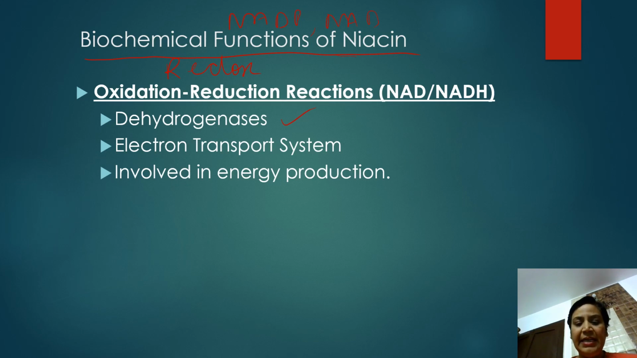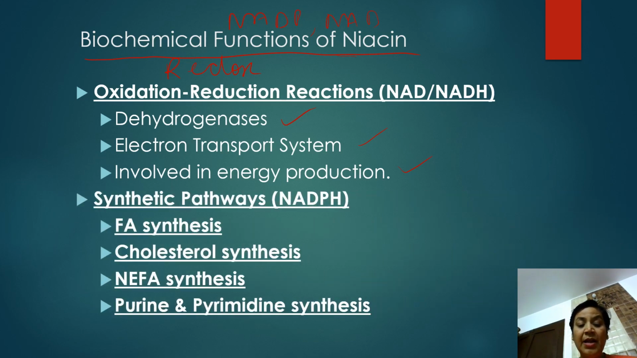Dehydrogenases in ETC are involved in energy production. There are thousands of reactions dealing with this. Then in synthetic pathways, NADPH is required. NADPH comes from the HMP shunt. I'm telling you this because this is very important. This is the significance of the HMP shunt, why it occurs in the body, because it generates NADPH.